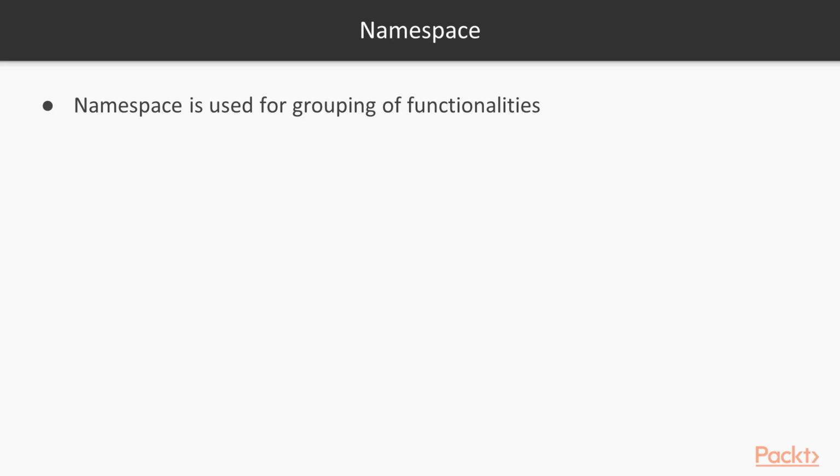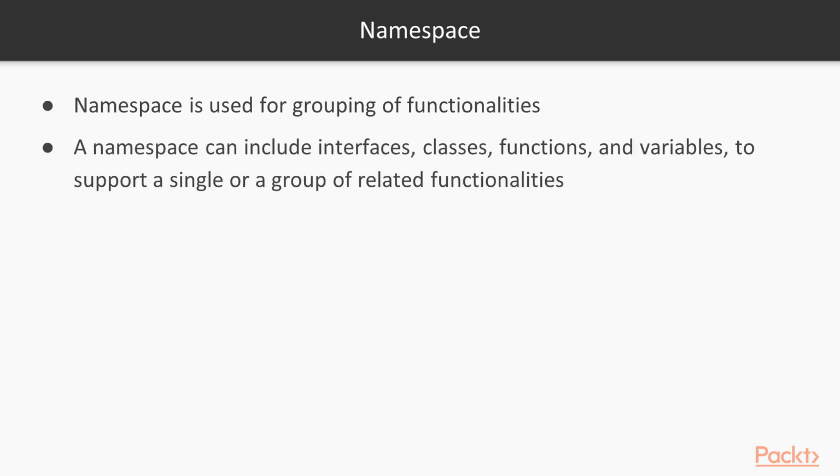A namespace is used for grouping of functionalities. A namespace can include interfaces, classes, functions, and variables to support a single or a group of related functionalities. Let's go ahead and see this in action.